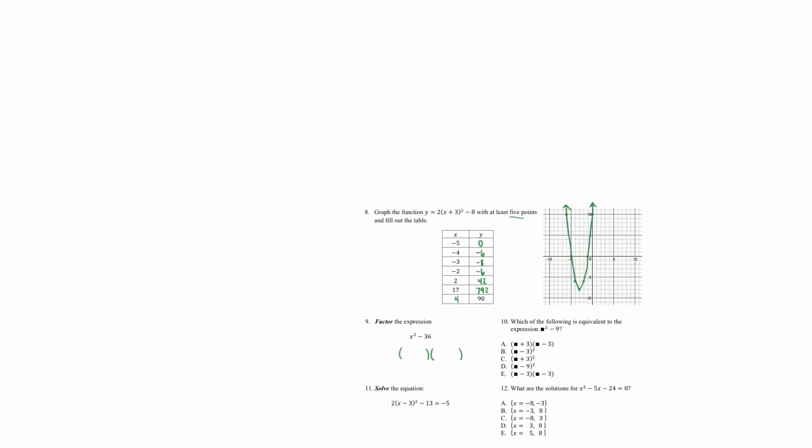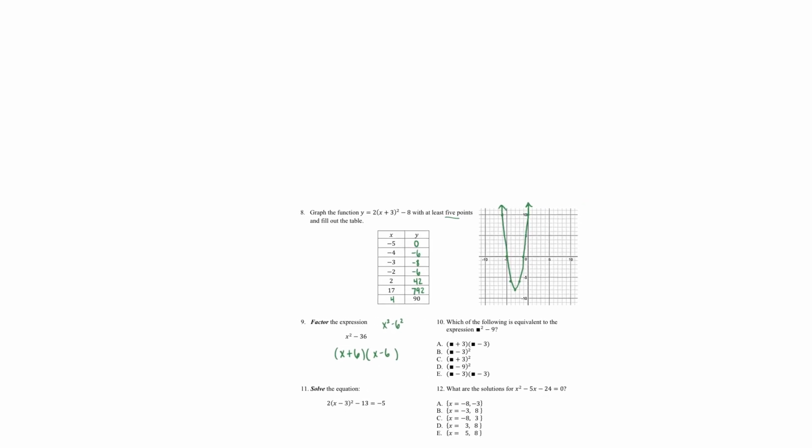So all we're doing is figuring out what we would need to multiply to get this. And the trick on these is to realize this is actually x squared, and this is a perfect square here. 36 happens to be 6 times 6. So you've basically got x squared minus 6 squared. And the easiest way to do these is to realize that these turn into x plus 6 and x minus 6. If you don't believe me, just multiply this out and you'll get x squared minus 36. Okay, so that's that one.